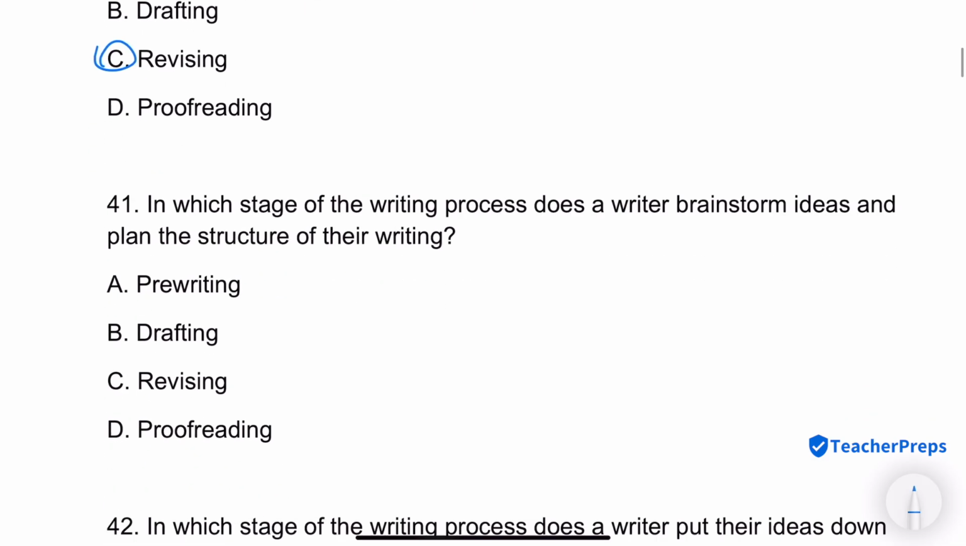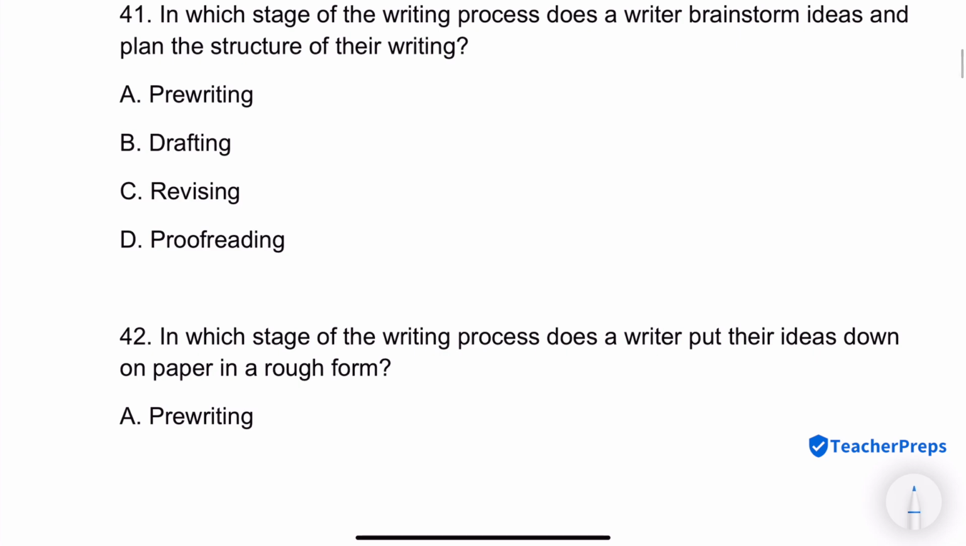Moving on to question number 41. This asks, in which stage of the writing process does a writer brainstorm ideas and plan the structure of their writing?